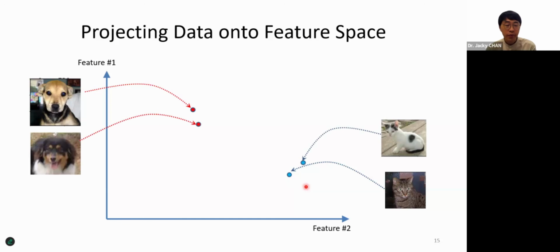We try to repeat that for more images of cats and dogs. Then you will see that now they start to form groups. This group of cats and this group of dogs. In those dog images, the values are close to each other. Those values from the cats are close to each other, while we can see these two groups are well separated.